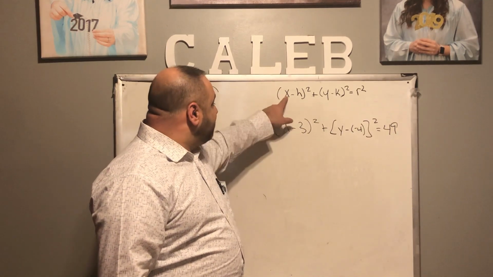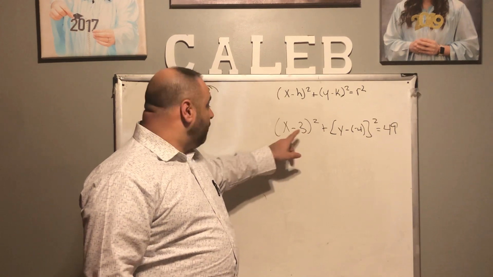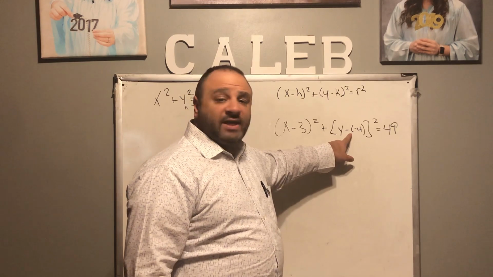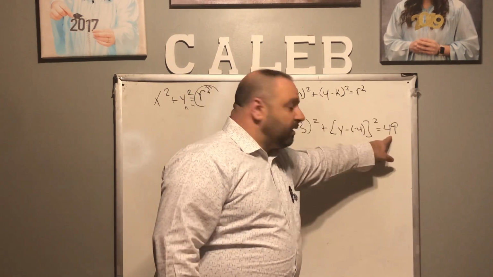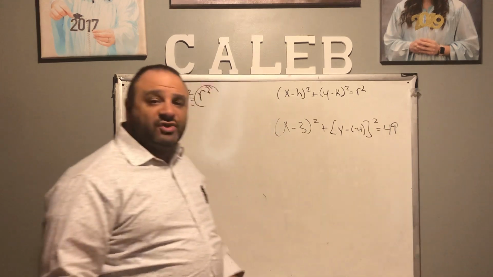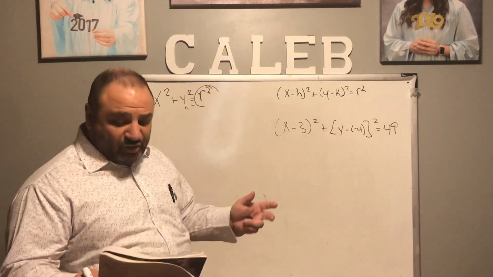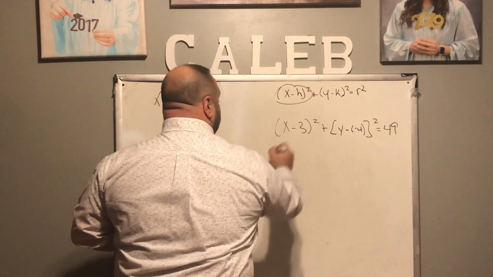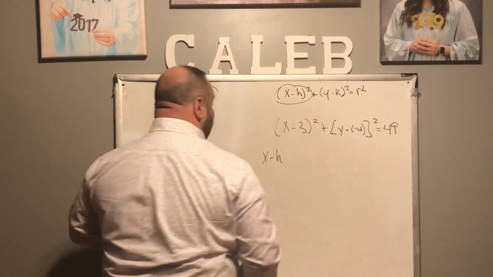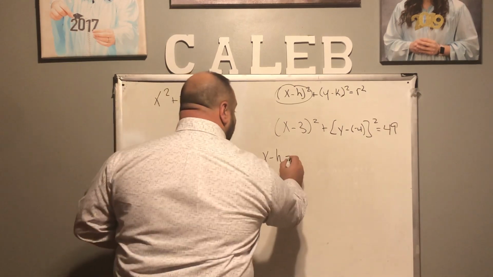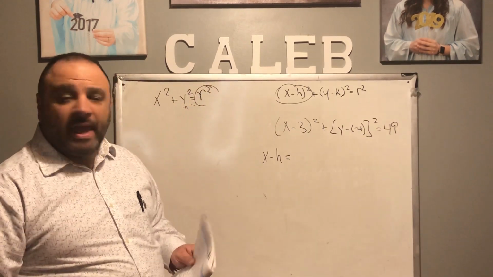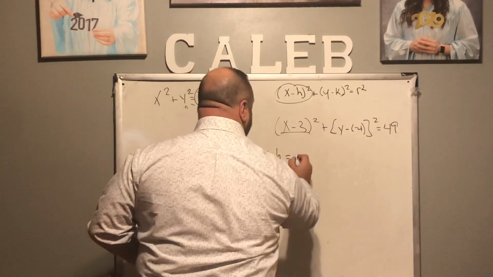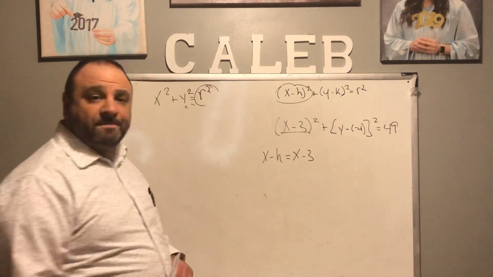x minus h, now the 3 is substituted in here, so x minus 3 squared plus y minus k, and so we have y minus negative 4 here squared, and then r squared, and here we have 49. So we're going to solve for each element. How we do that is simply this. Now watch. I'm going to take my equation and put h on the left side of the equation: x minus h equals, and on the right side of the equation this number here, x minus 3.